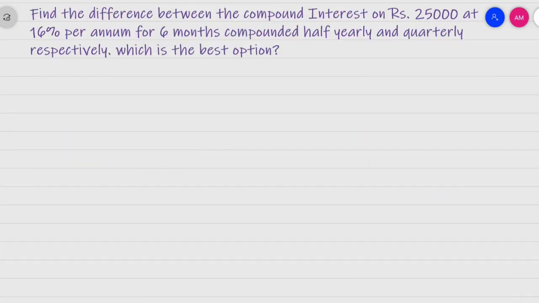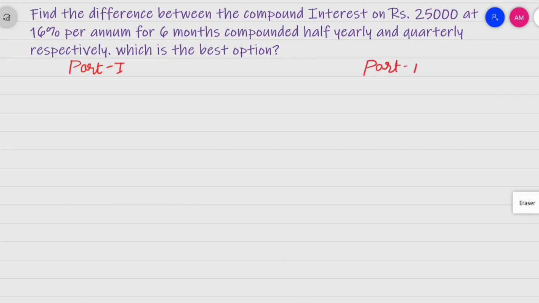Children, now let us see question number 4. Find the difference between the compound interest on rupees 25,000 at 16% per annum for 6 months, compounded half yearly and quarterly respectively. What is the best option? Children, listen carefully. In this question, you have to find the compound interest when the amount is compounded half yearly as well as when compounded quarterly. So you have to do this in two parts. Part 1 and part 2.